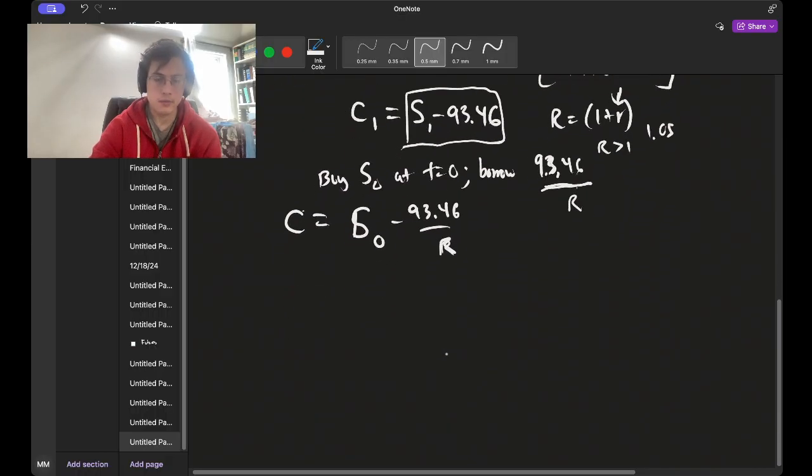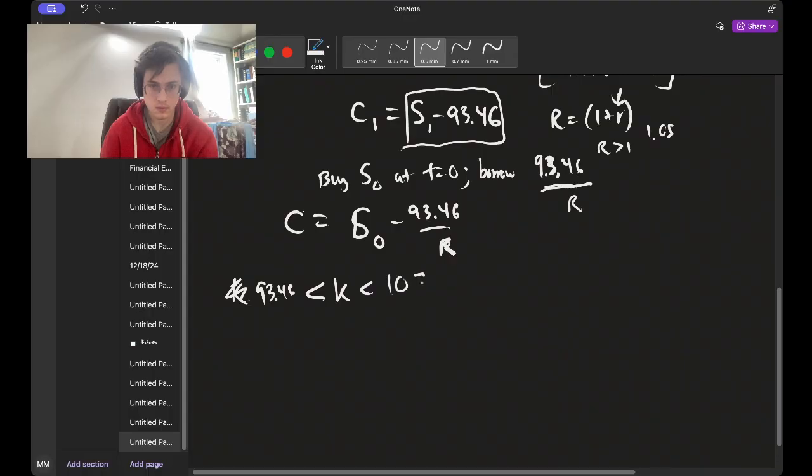So, however, what happens if the strike price is in between? Here is in between 93.46 and 107. Okay.